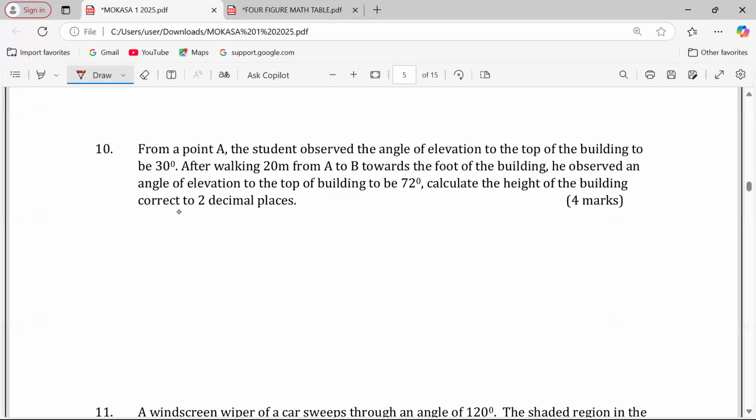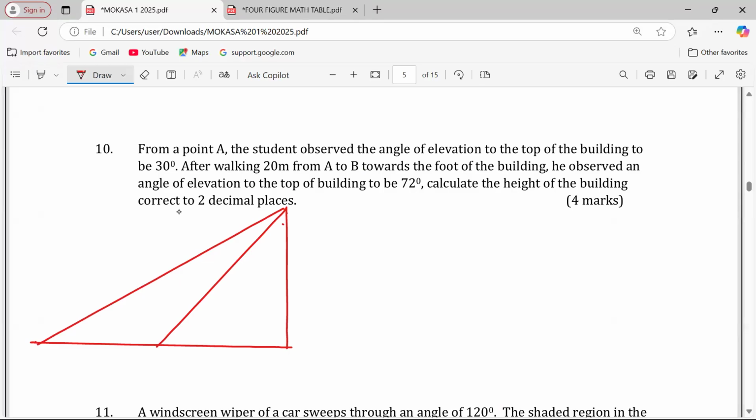This is an application of trigonometry in real life. Whereby now I'm saying that there is a tall building. Then on a horizontal level, we have 2 points here. There is a point A, then there is a point B. There are 20 meters here. Then while at A, the angle of elevation is 30, but going nearer, the angle becomes 72 degrees. You see that? 72 degrees. So what is the height?